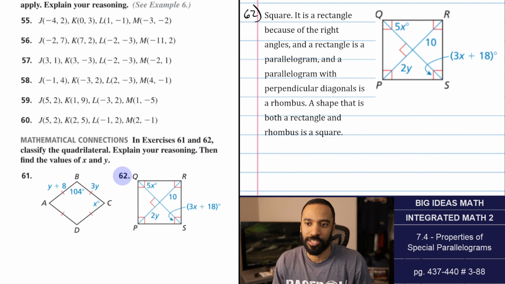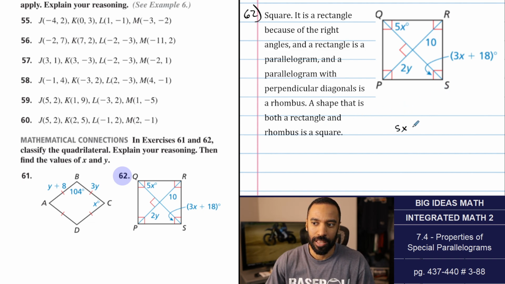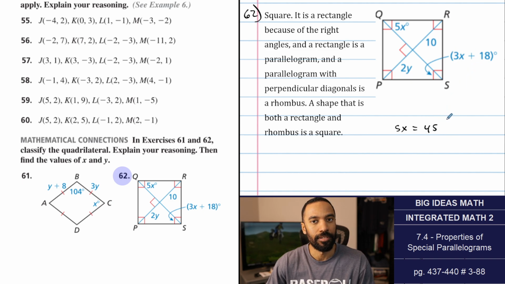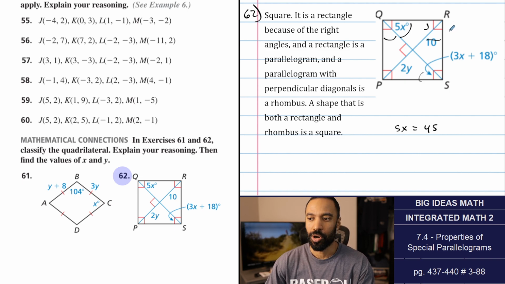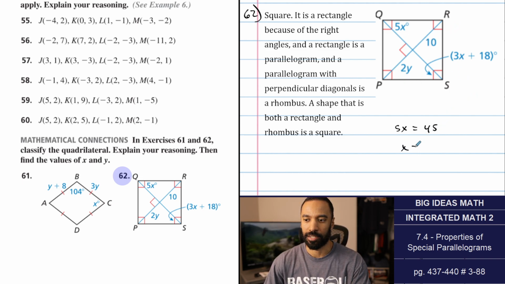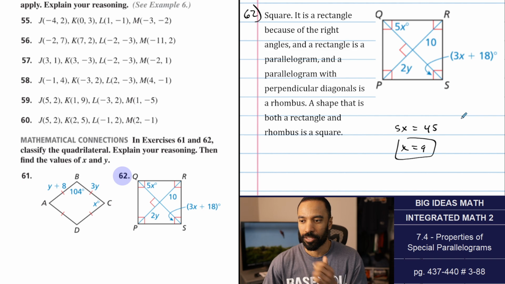Listen, on x, wait, do you have to find measures? No, just find the values of x and y. Listen, for x, I can go even easier than 5x equals 3x plus 18. I could say 5x is 45. Remember, in a square, these are all 45. Boom, boom, boom, boom, boom. These are all 45-degree angles. So x is 9. But if you want me to confirm that, let's go this way.